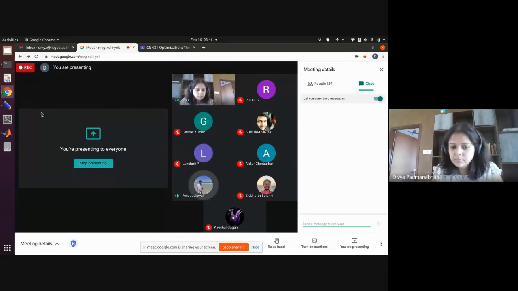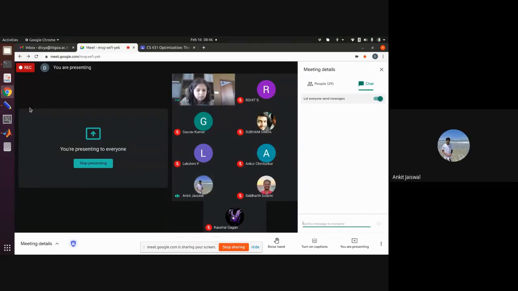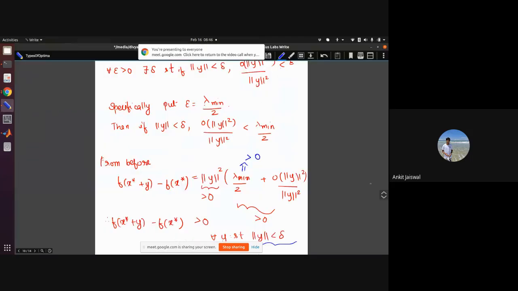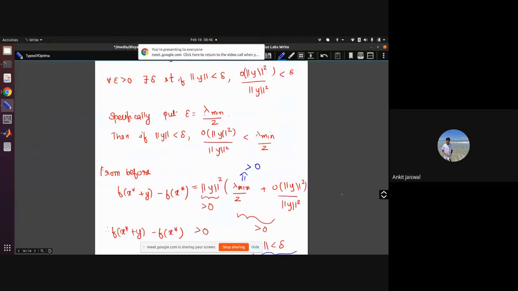Yes, Sanket. What we needed was the mod of that term, that is O of norm y square by norm y square. The mod of this should be less than lambda min by 2, right?